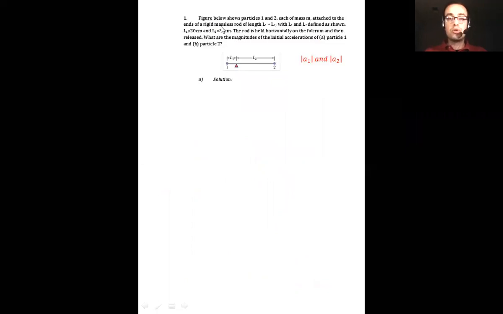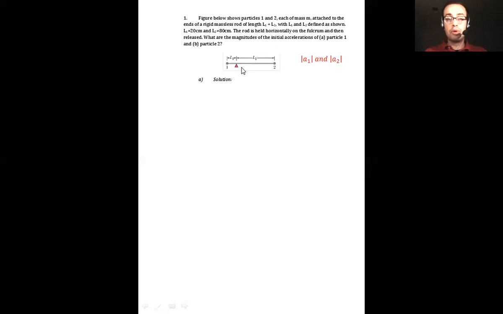The figure below shows particles 1 and 2, each of mass m, attached to the ends of a rigid massless rod of length L1 plus L2, with L1 and L2 defined as shown. So we have a mass 1, and it's some distance L1 from this fulcrum. And we have some mass 2, and that's distance L2 from this fulcrum. L1 is given as 20 centimeters, L2 is given as 80 centimeters. The rod is held horizontally on the fulcrum and then released.